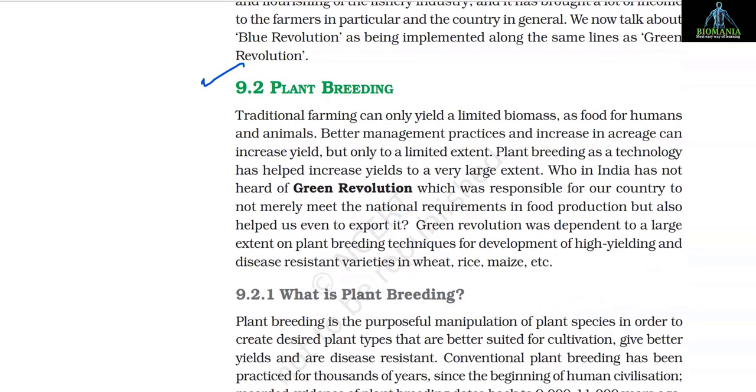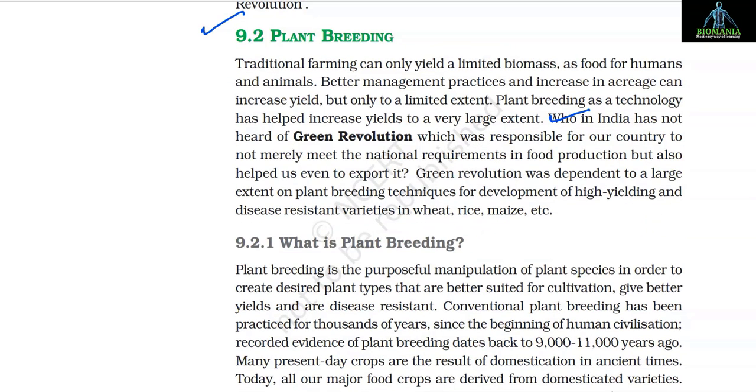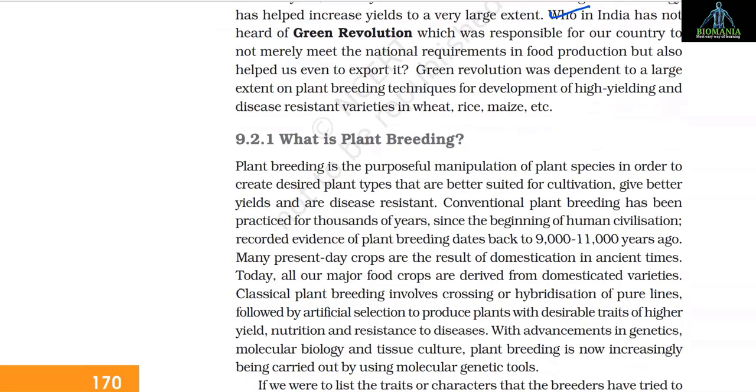9.2 Plant breeding. Traditional farming can only yield a limited biomass as food for humans and animals. Better management practices and increase in acreage can increase yield, but only to a limited extent. Plant breeding as a technology has helped increase yields to a very large extent. Who in India has not heard of the Green Revolution, which was responsible for our country not merely meeting the national requirements in food production, but also helped us even to export it.